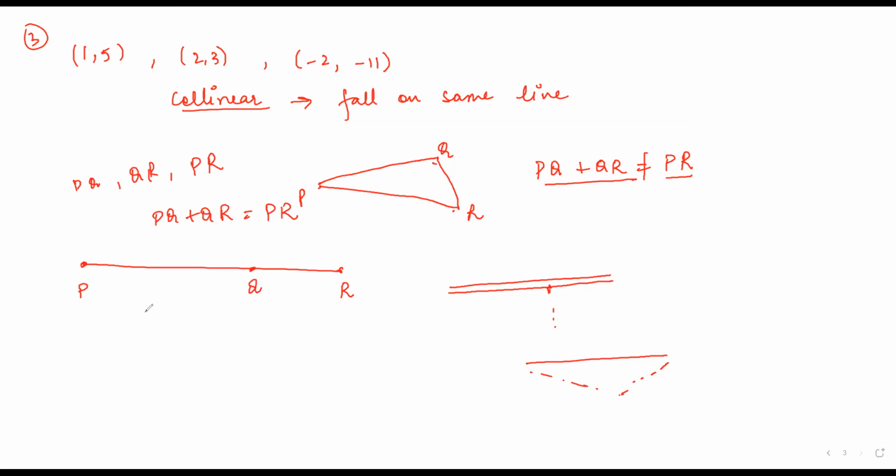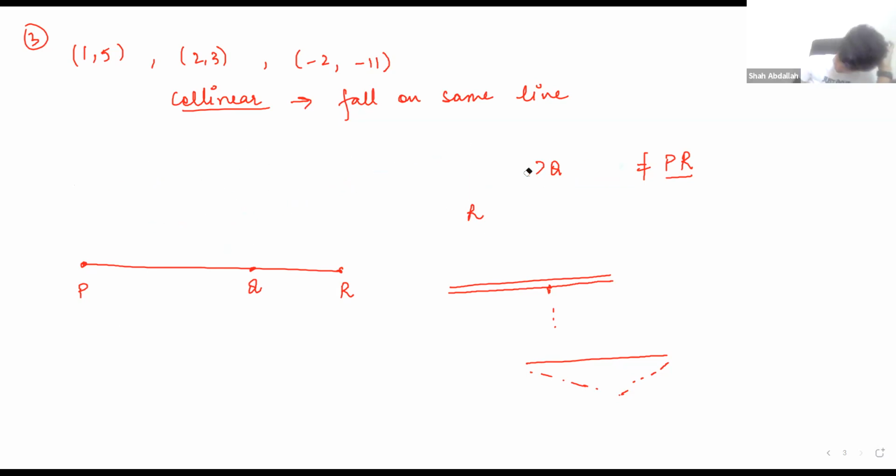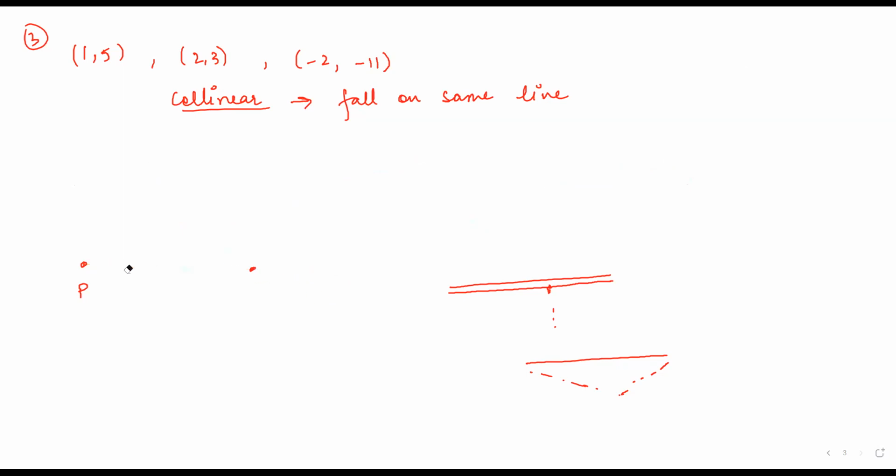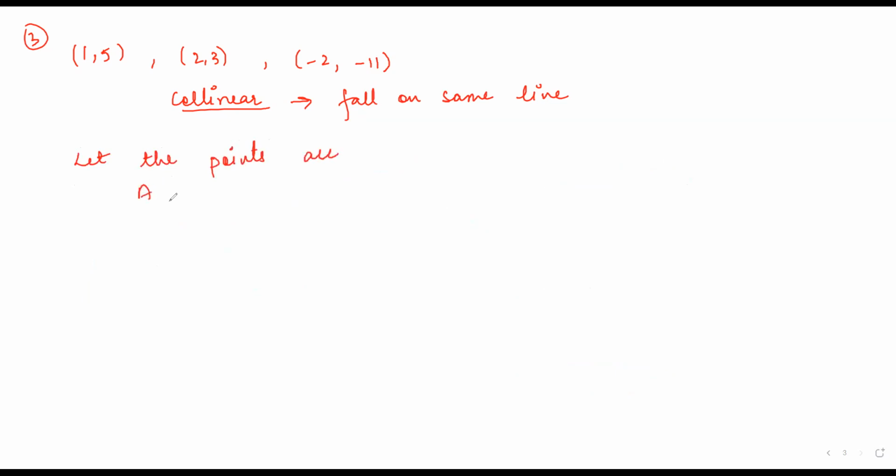Okay. Now see, come back to the question, Abdullah. So you have understood what are collinear points? Yes, ma'am. So they fall on the same line. So now what will you do, Abdullah? So first of all, let the points be named. So give some names to these points. Let's say this one is A, 1 and 5. This one is B, 2 and 3. And this one is C, -2, -11.